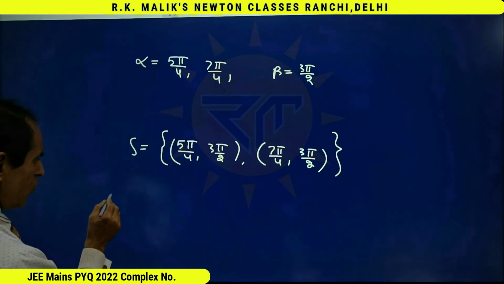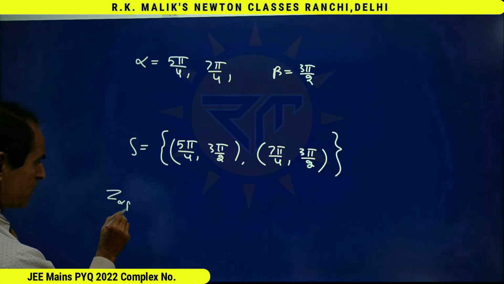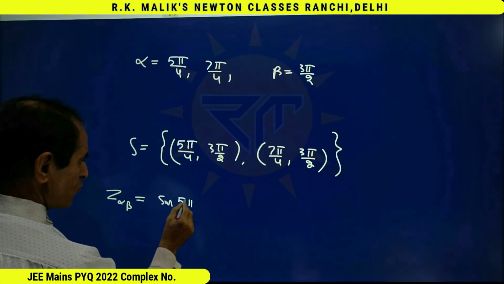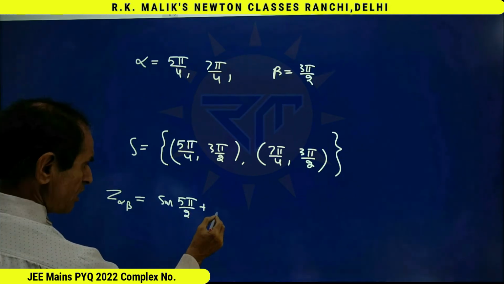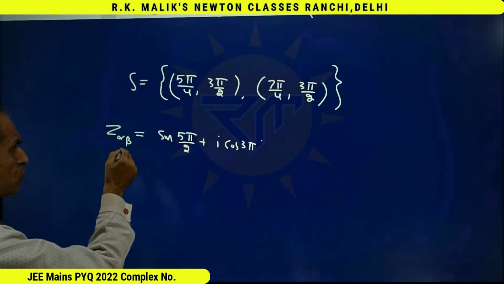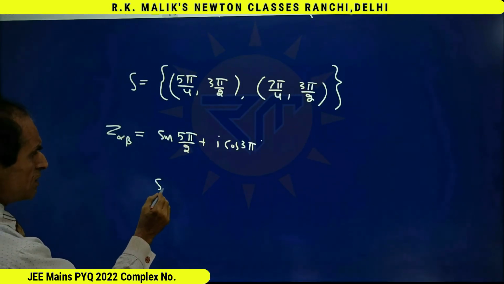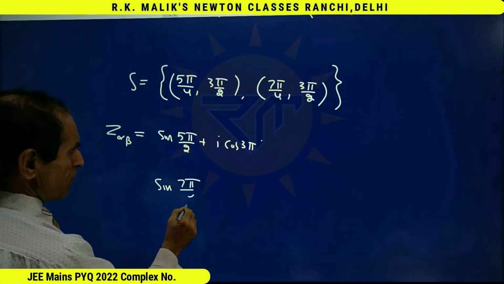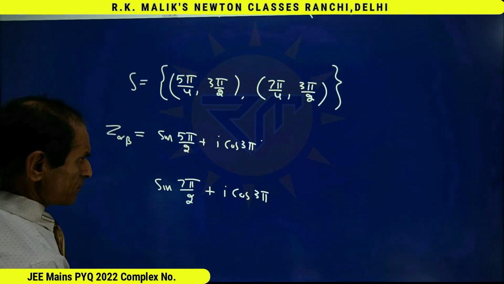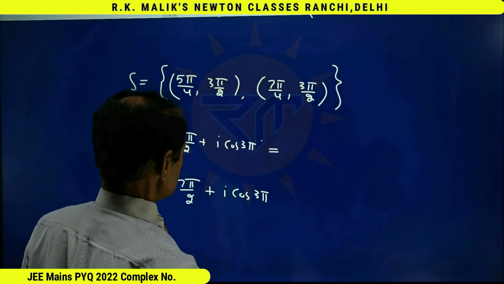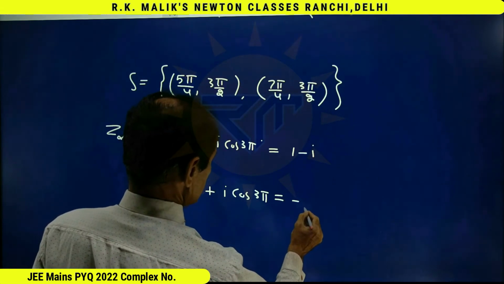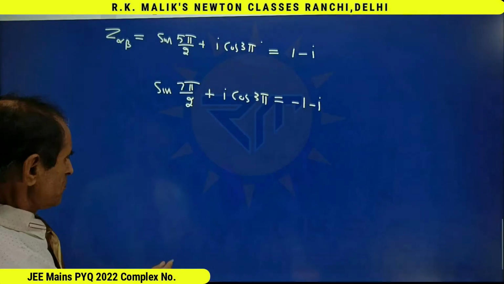Hence, using this, all possible values of z(alpha, beta) will become sin 5 pi by 2 plus i cos 3 pi, and the second possible value of z(alpha, beta) will be sin 7 pi by 2 plus i cos 3 pi, and this is equal to 1 minus i, and this is minus 1 minus i.